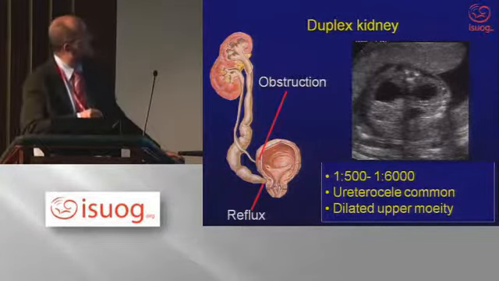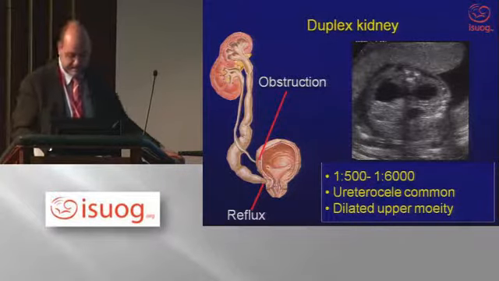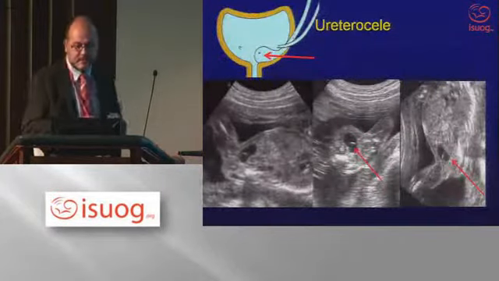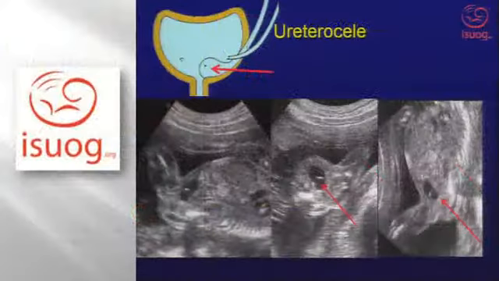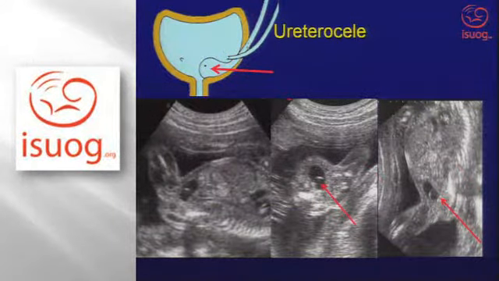Now, the lower moiety can get obstructed, and a common cause of why that happens is a ureterocele. So this is that abnormal ureter that inserts lower. Remember, it inserts lower. It's coming from the upper moiety of the kidney, and it creates that prolapse of the mucosa within the bladder wall. And if this becomes very large, that little ureterocele, then it can obstruct the other ureter from the good part of the kidney.